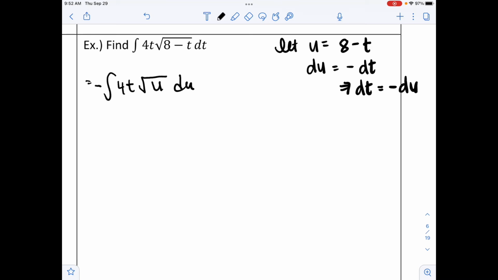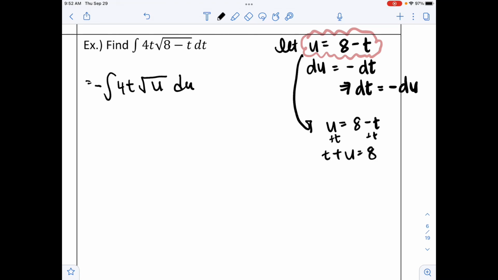And so we need to think of a way to rewrite t in terms of u. So in order to do that, I'm going to look at what I chose for u equals, and I noticed that with that, I could rewrite this in terms of t. So let's say I have u equals 8 minus t. So I can add t on both sides, and I get t plus u equals 8. And then I could subtract u on both sides just so I can get t by itself. And I get t is equal to 8 minus u.